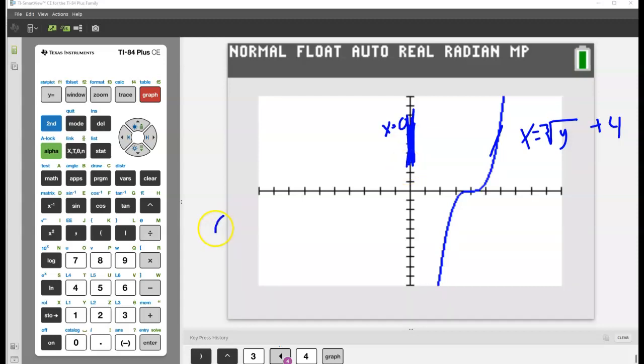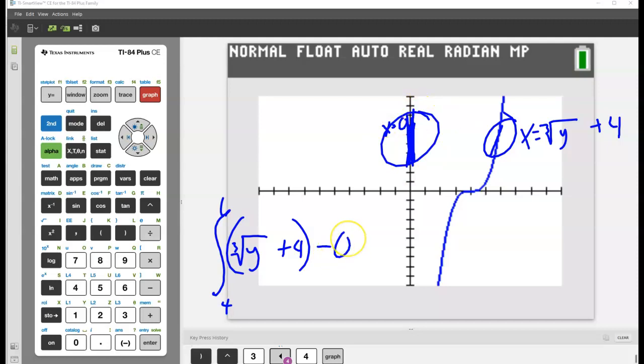So that's going to be the integral. Once again, we said we're going from 4 to 6. And we're going to have the function on the right. That would be this one. So that would be the cube root of y plus 4 minus this one, which is just 0, all with respect to y.